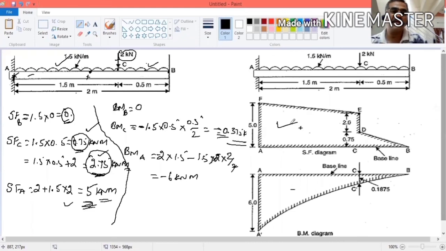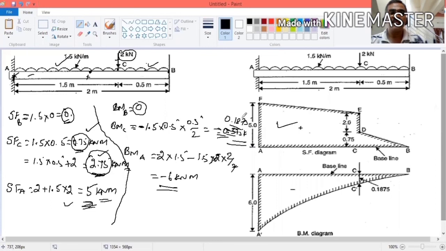Now you come to the bending moment diagram. Bending moment at point B is 0. At point C, the BM is 0.1875, I think, right?